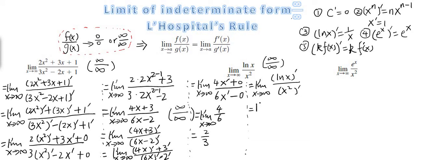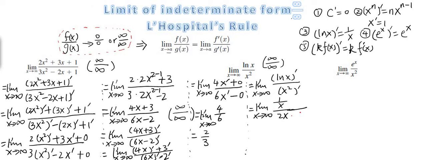Okay, and we have ln x prime, follow formula 3, 1 over x. And the denominator x squared prime, we're going to follow the power rule, right? We can easily get that it is 2x. Okay. Now, here 1 over x, here is 2x, so we can simplify it.